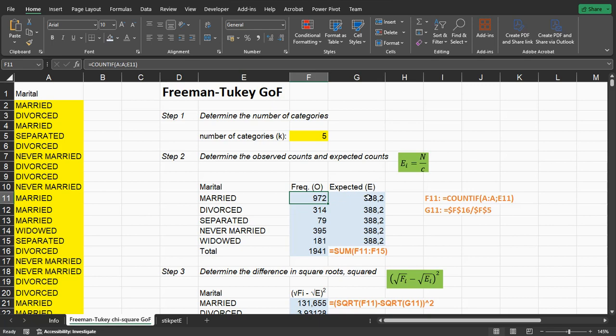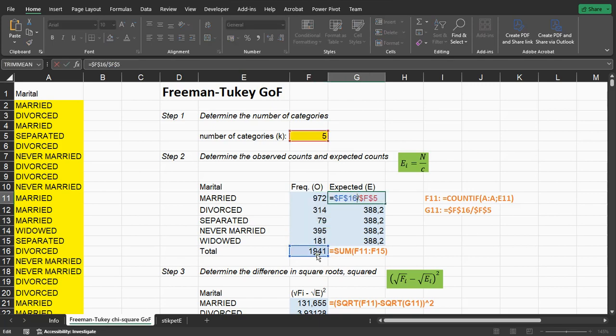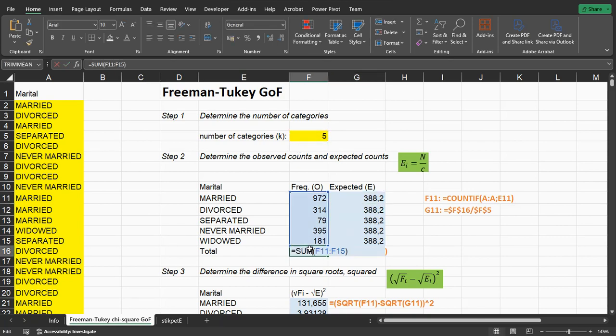And for the expected count, if you don't have any, I probably want to expect that each of these was chosen equally often, so I'll simply divide the total sample size by the number of categories. And the total sample size is of course simply the sum of these.